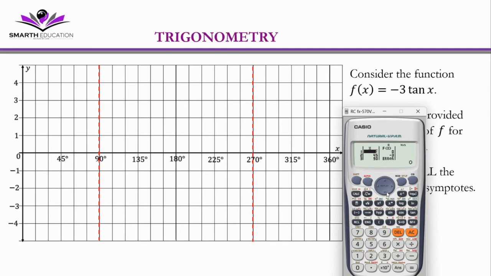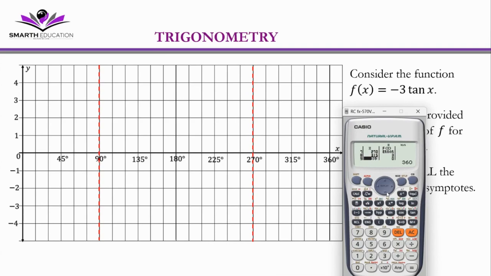At 0 degrees, y is 0. 45 degrees, y is negative 3. 90 degrees error, that's where the asymptote is. 135 degrees, y is 3. 180 degrees, y is 0. 225 degrees, y is negative 3. 270 error, that's where the asymptote is. Then 315 degrees, y is 3. 360 degrees, y is 0.